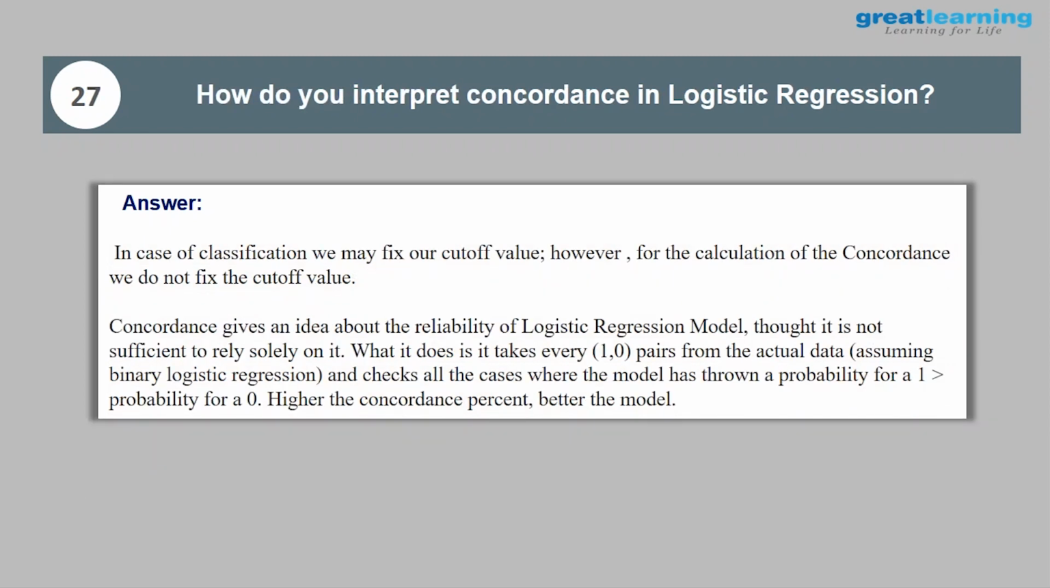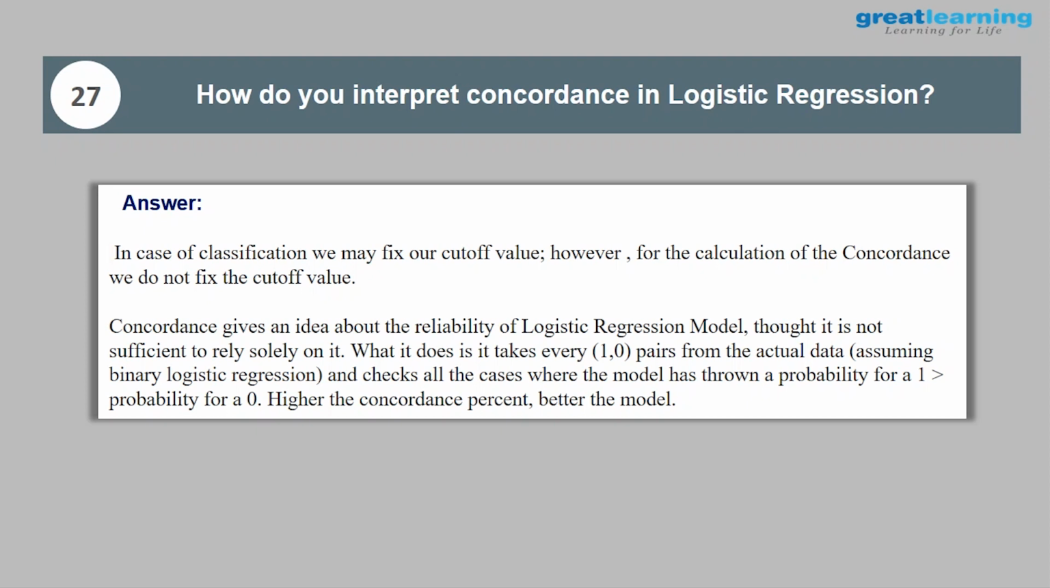Now let's have a look at how you interpret concordance in logistic regression. In case of logistic regression, we may fix our cutoff value. However, for the calculation of concordance, we do not fix the cutoff value. Concordance gives an idea about the reliability of logistic regression, though it is not sufficient to rely solely on it.